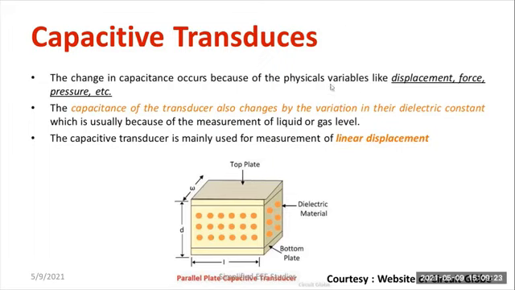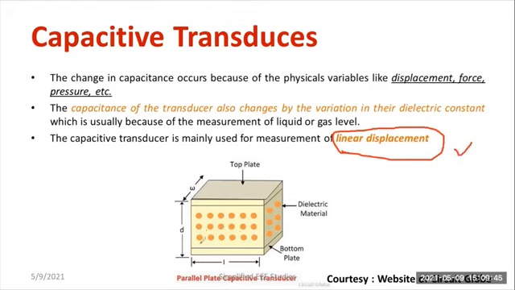As you know, you can measure displacement, force, pressure, etc. The capacitance of the transducer also changes by the variation in the electrical dielectric constant. That is also another peculiarity. Mostly we are going to use the capacitor transducer for measurement of linear displacement. Not only linear displacement, you are also able to measure angular displacement.